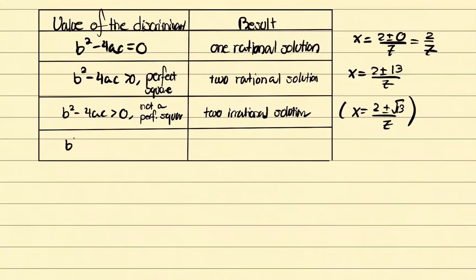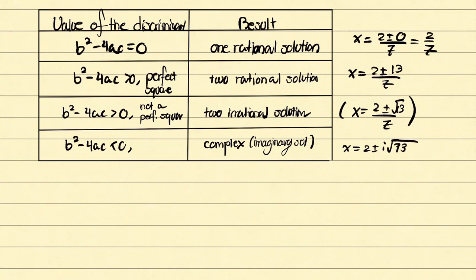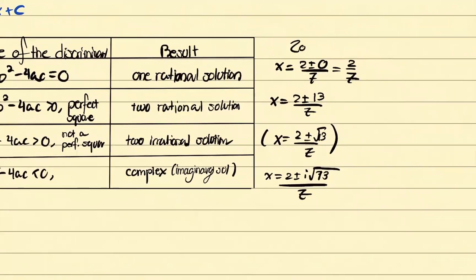And then what's left for us? If the discriminant is less than 0, we get what we call complex solutions. Complex meaning imaginary solutions. So maybe x is 2 plus or minus i root 13 over 7, something like that. So that's what it looks like.